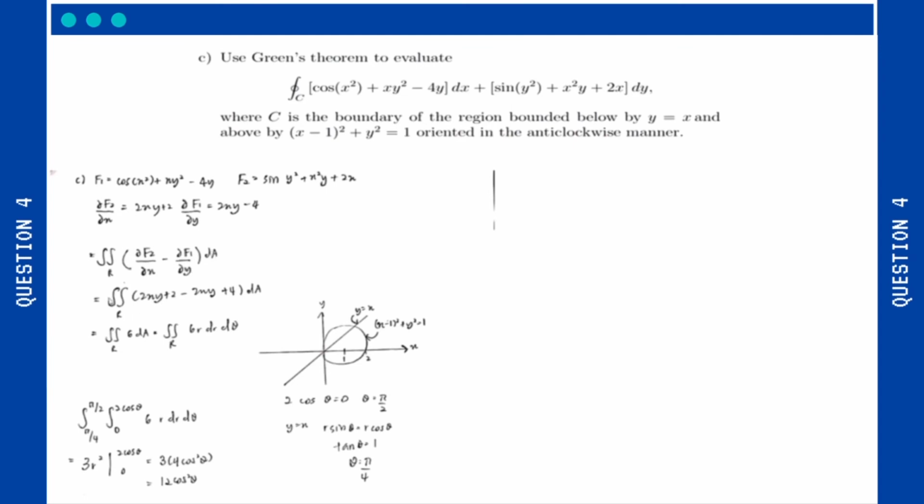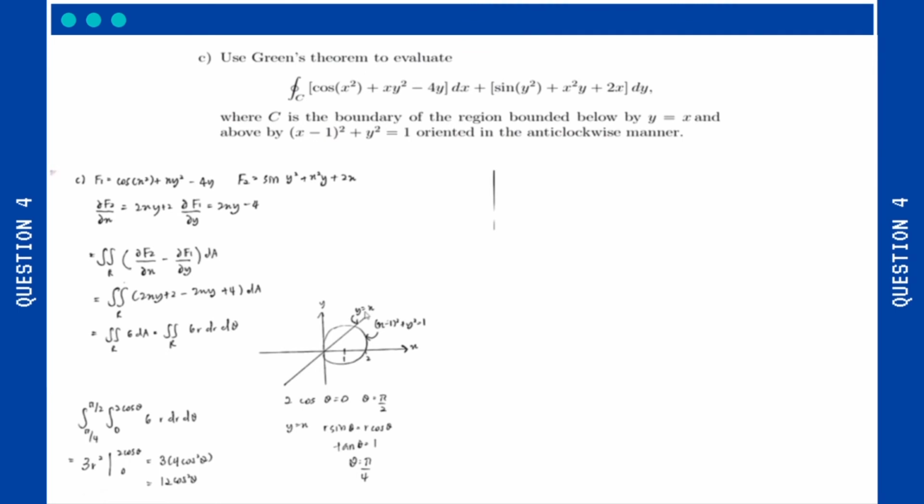So after that, we plug in the functions here, and we will get the double integration of 2xy plus 2 minus 2xy plus 4 dA. So we solve the things in the brackets, and we will get the double integration of 6 dA. So we convert the dA to r dr d theta. So here is the sketching.